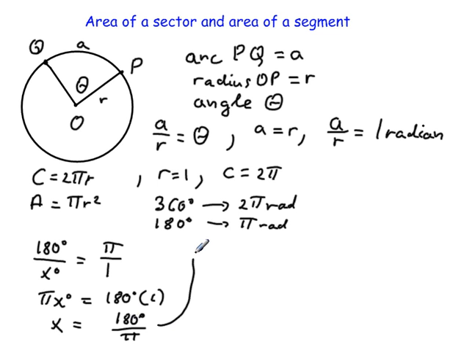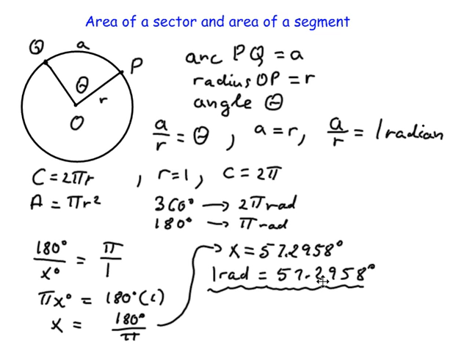And in the process, when you use a calculator, x is equal to 57.2958 degrees. So 1 radian is equivalent to 57.2958 degrees. So we write that 1 radian is equal to 57.2958 degrees. So the unit on the left is in radians, on the right in degrees.